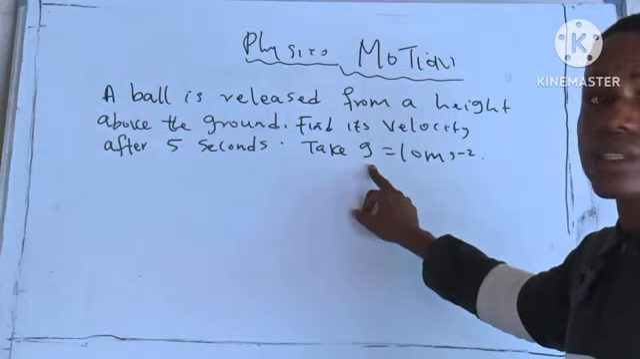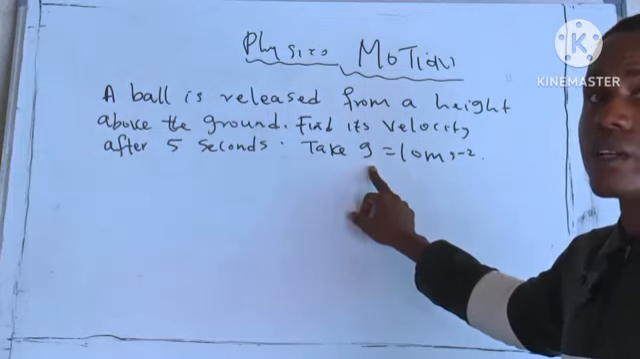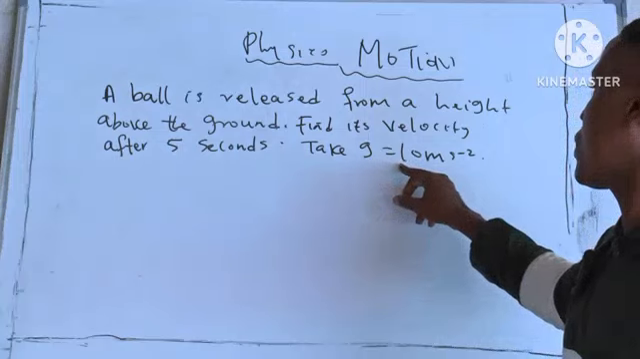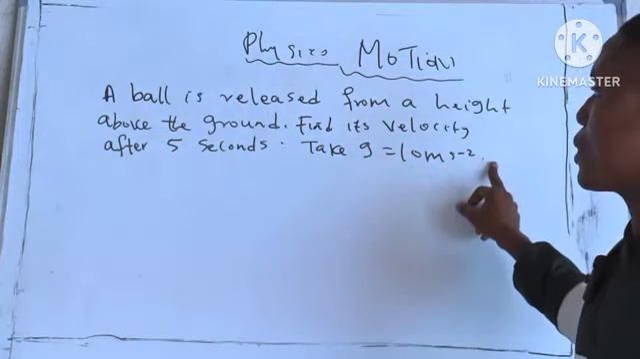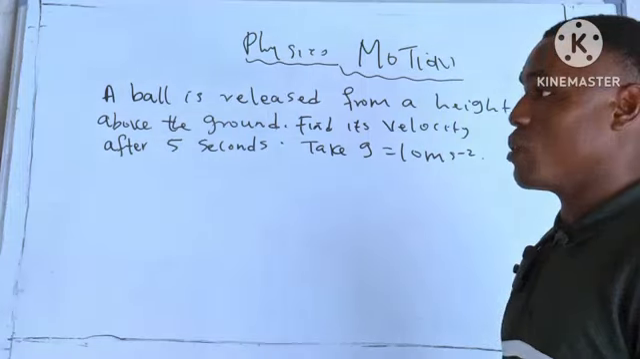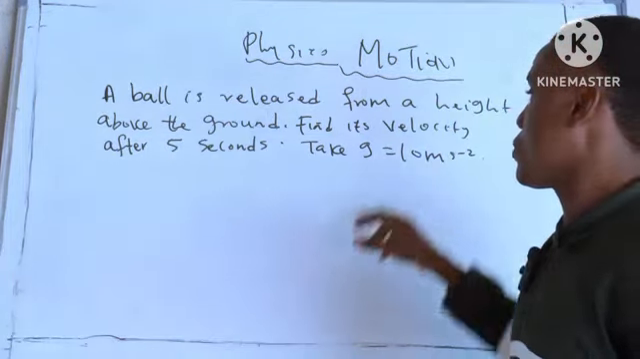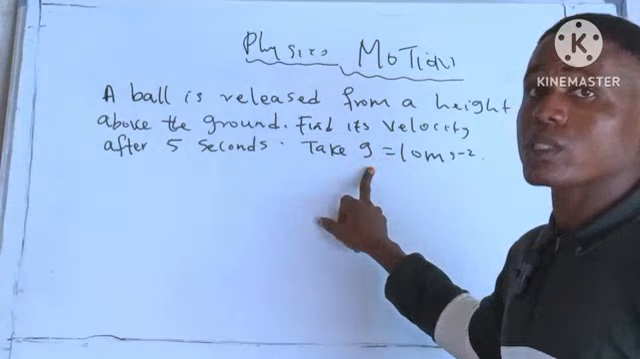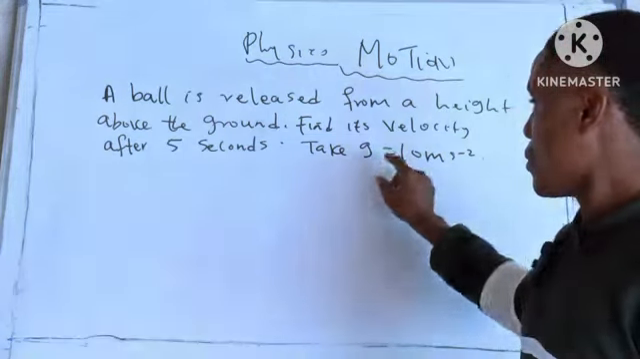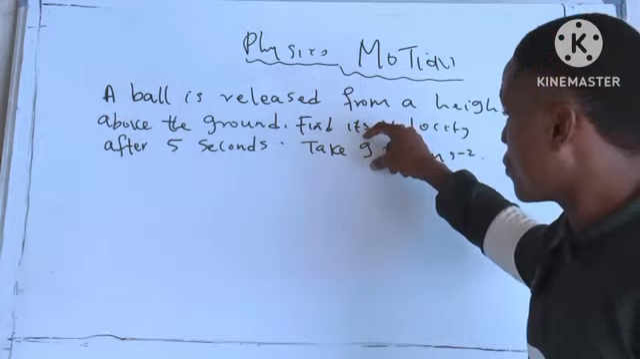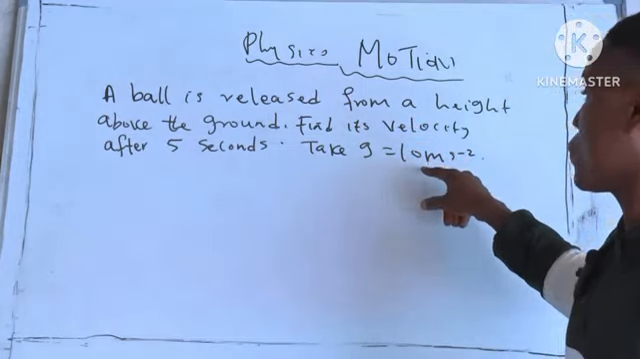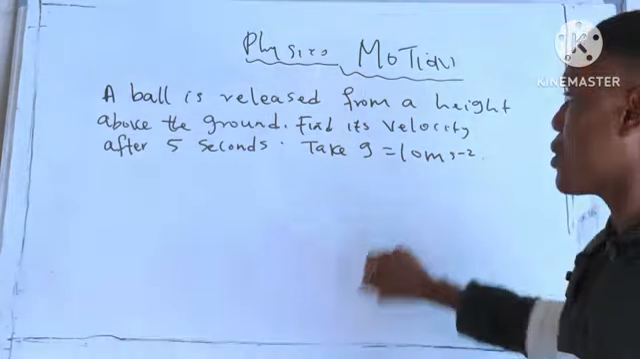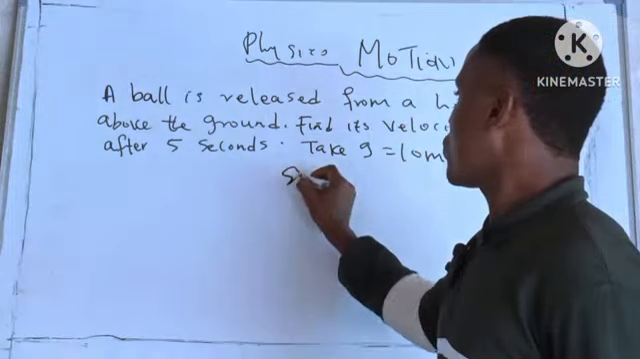Take g, which is the acceleration due to gravity, as 10 meter per second square. Now, in most questions, you might not be given this value of g, but take note: if you are not given the value of g, note that the value of g is 10. Are you getting it? So take note. Okay, solution.